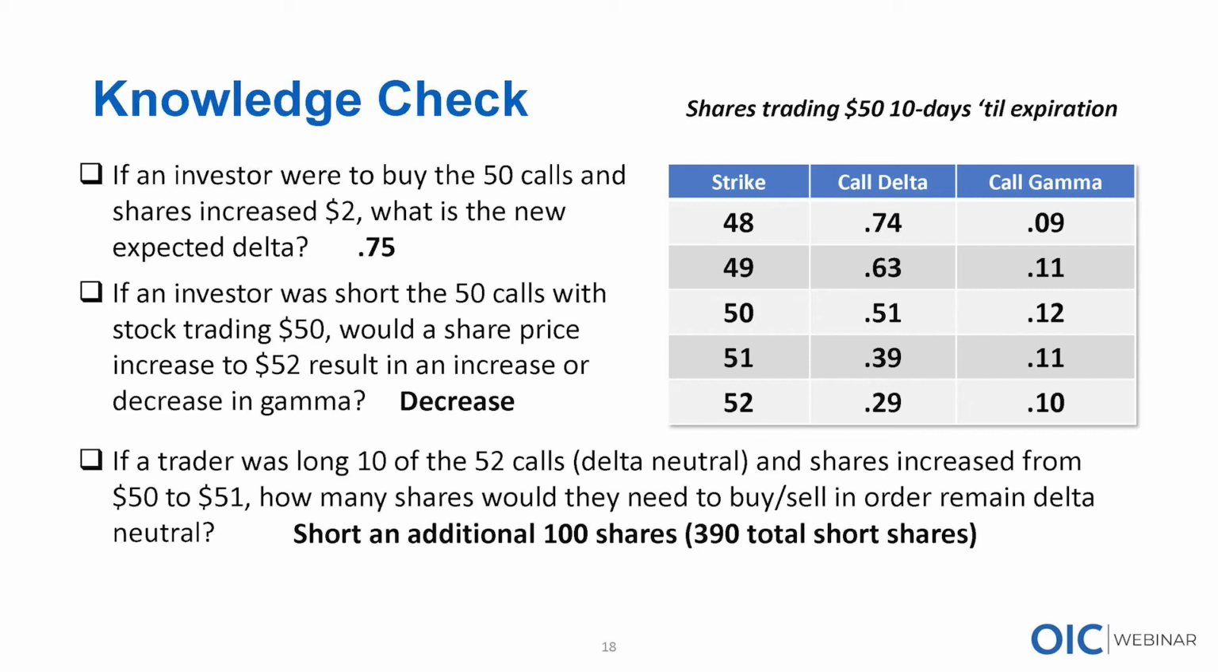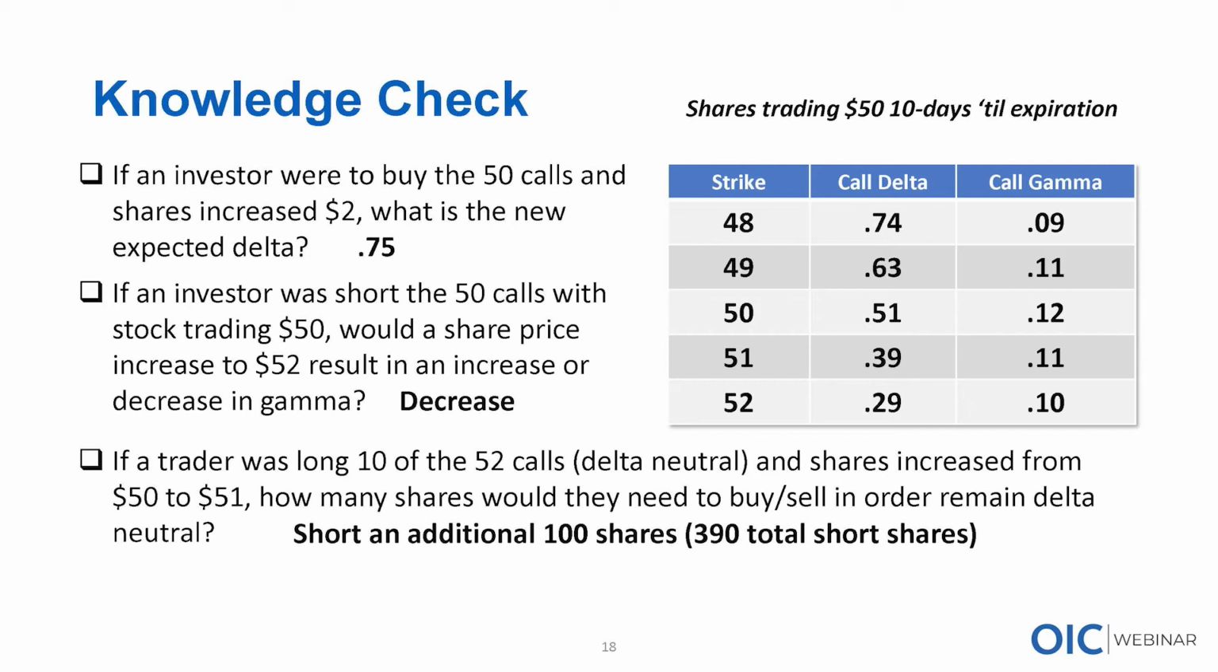All right, here's a good question. Now we're going to think like a trader would think. If a trader was long 10 of the 52 calls, delta neutral, and I'll explain that in a minute, and shares increased from 50 to 51, how many shares would they need to buy or sell in order to remain delta neutral? This is what I used to do for a living.